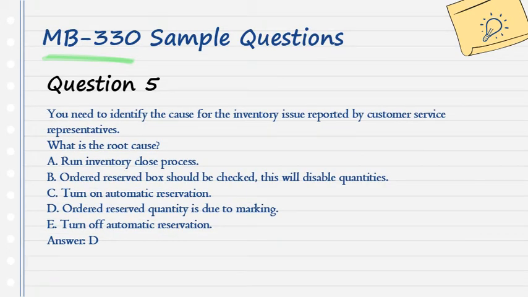Question 5. You need to identify the cause for the inventory issue reported by customer service representatives. What is the root cause? A. Run inventory close process. B. Ordered reserved box should be checked. This will disable quantities. C. Turn on automatic reservation. D. Ordered reserved quantity is due to marking. E. Turn off automatic reservation. Answer: D.